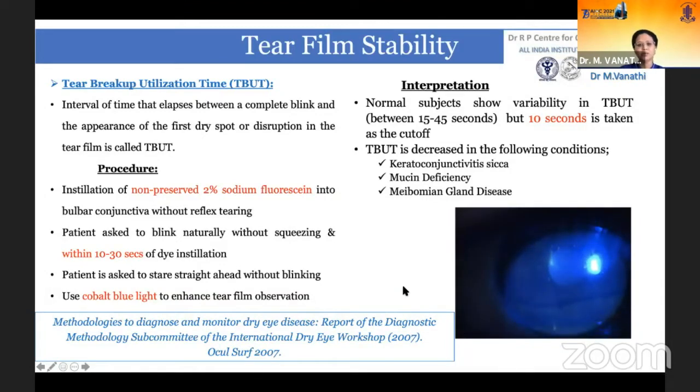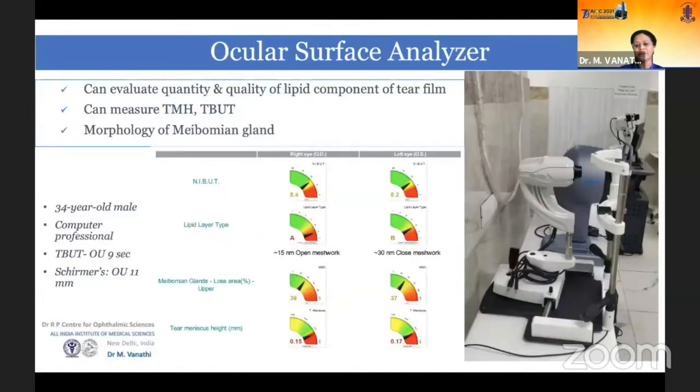just do. It's non-invasive. You can stain it with fluorescein and look at it. You will find dark spots on the tear film surface here.